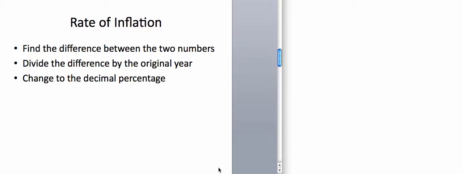Okay, so now let's take a look at the next idea. The next idea is the rate of inflation. How we process this is we're going to use the index table again. We're going to find the difference between the two numbers, or the 2 years they're trying to ask us to find the inflation for. Divide that difference by the original year, and that decimal we change to a percentage to get our final answer from there.